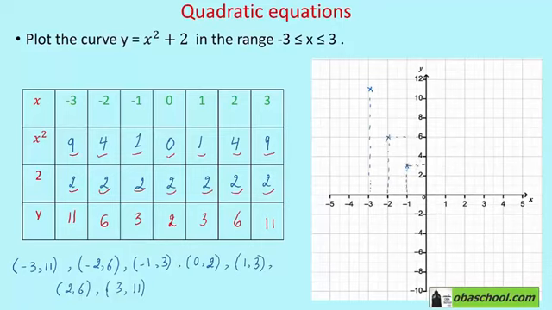3 again. For the fourth point, we have 0 and 2, so it's going to stay. And then we have 1 and 3, and after that we have 2 and 6, and finally we have 3 and 11. Now we connect the dots to form our parabola. After connecting them, we can see that they are forming a U shape, and that would be the curve for this equation.